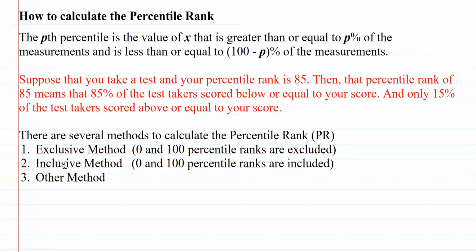Now, under the inclusive method, the 0 and 100 percentile ranks are included. That means that if you get the highest score, your percentile rank will be 100, and if you get the lowest score, then your percentile rank will be 0. Right, and the third is just called the other method. Now, these names, exclusive method, inclusive method, and other method, are not official names. I just call them that way to describe the methods.